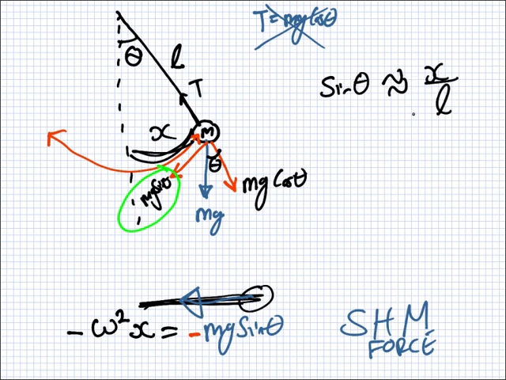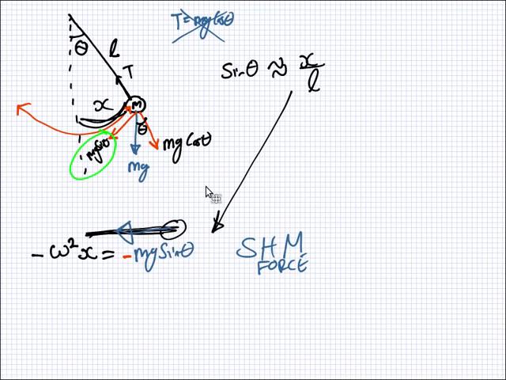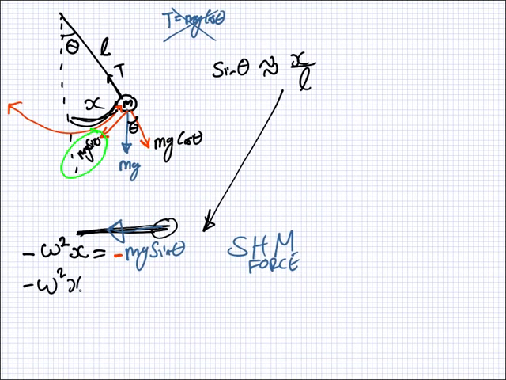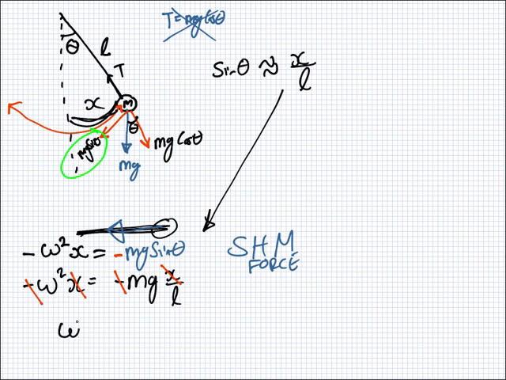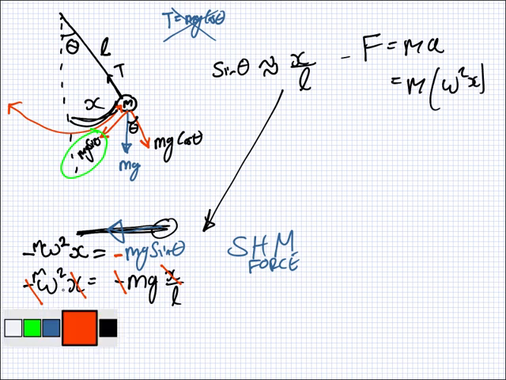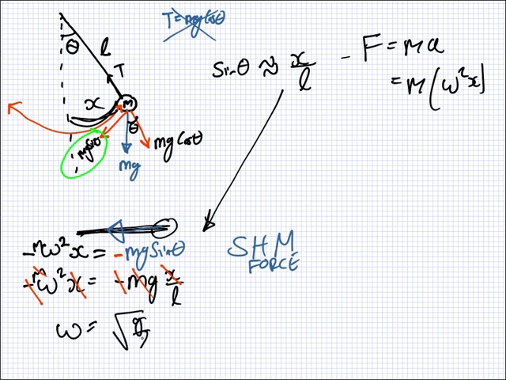Okay? So if I put that in here, I get minus omega squared x equals minus mg x over L. But I can cancel x and x, minus and minus. Oh, I'm sorry, I forgot there's an m here, because f equals ma, and the a is omega squared x. So it's m omega squared. So I can also cancel the m with the m here. So I get omega equals root g over L.